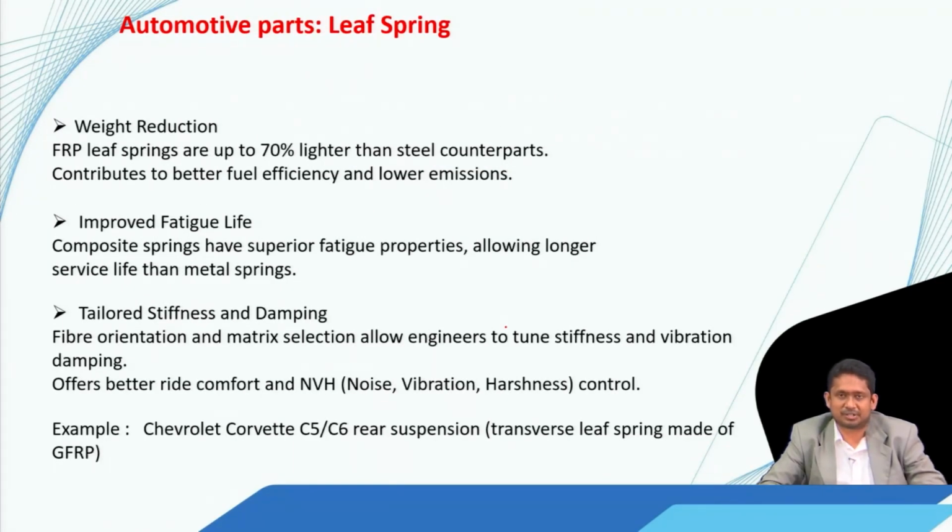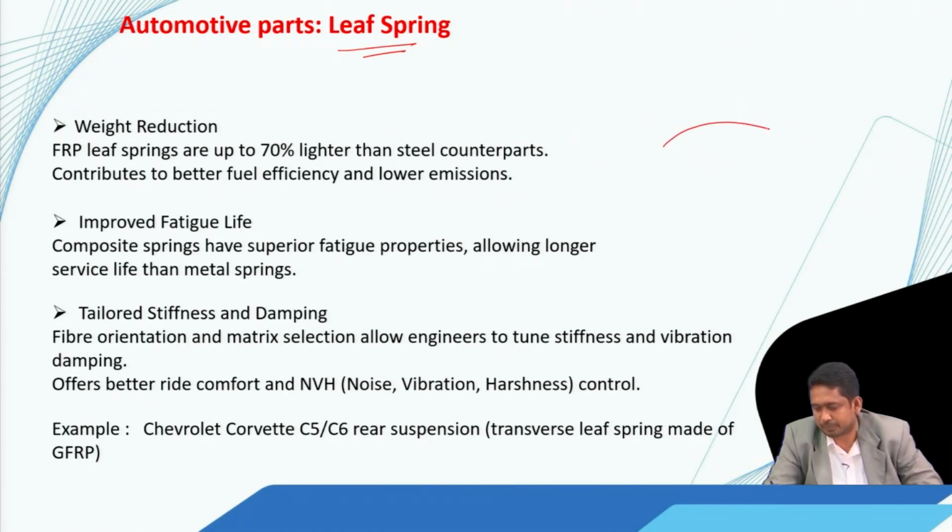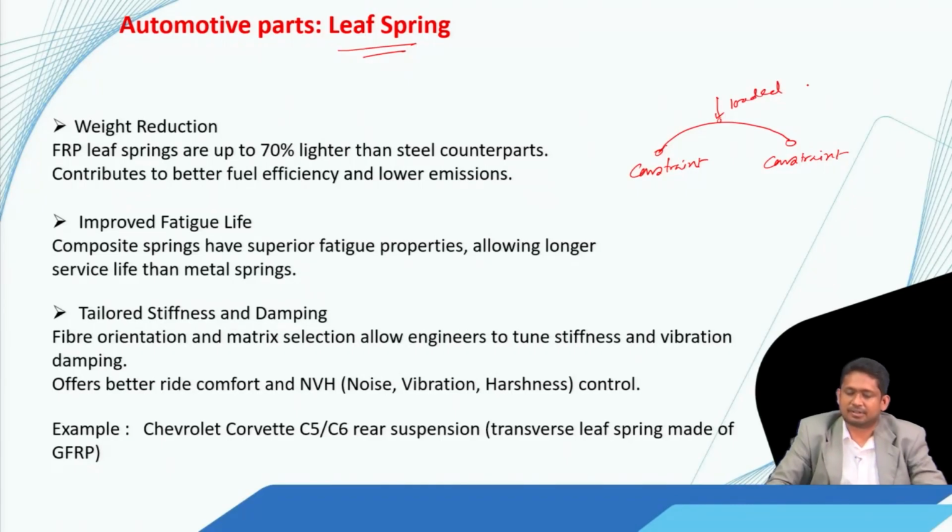Okay, now let us go to automotive applications. First is the leaf spring. We have seen the use of leaf springs in landing gear also. A leaf spring is basically a component like this. It has a constraint here, it has a constraint here, and here it is loaded. It can be loaded in both directions. These leaf springs are crucial for absorbing shock or impact. So it's a suspension component.